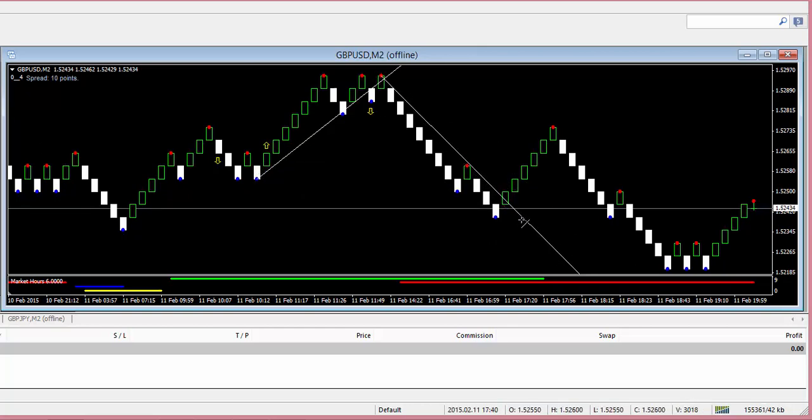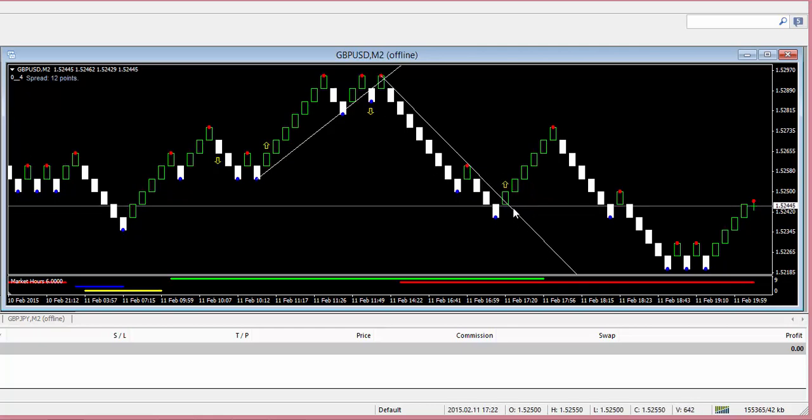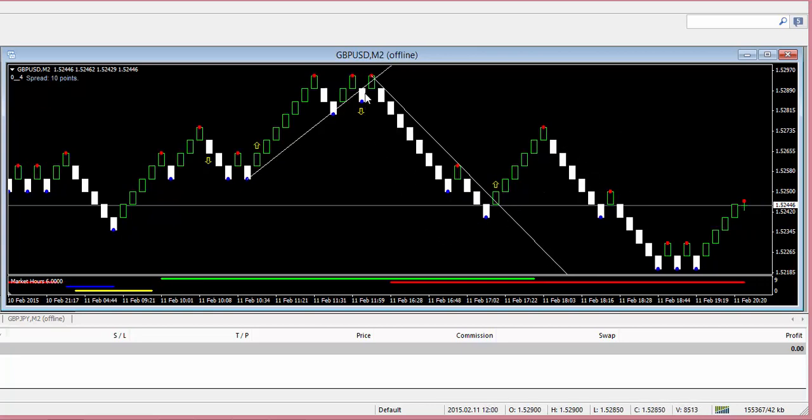Another opportunity would have been this upside break here we had in the market. The price action clearly broke this trend line at this position, and this was another great trade at 5, 10, 15, 20, 25 pips. Again, these are 5 pip Renko boxes.